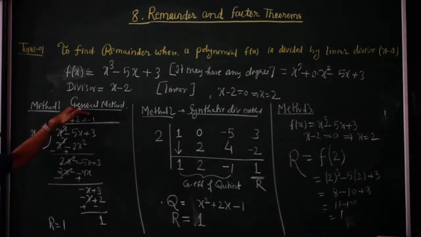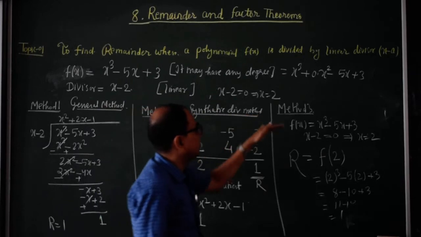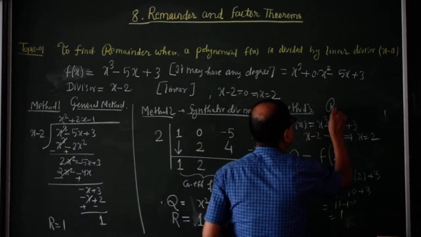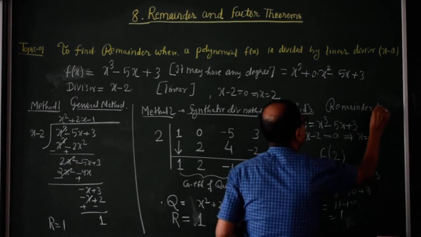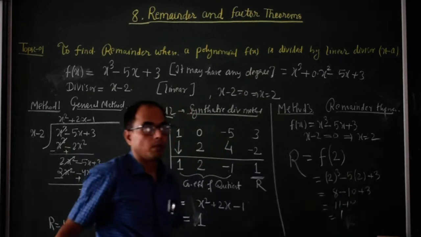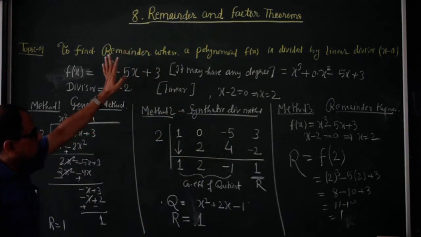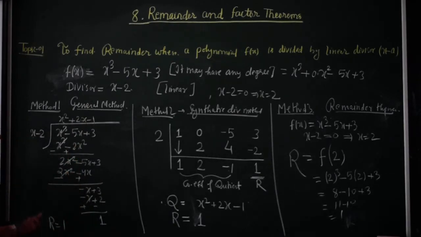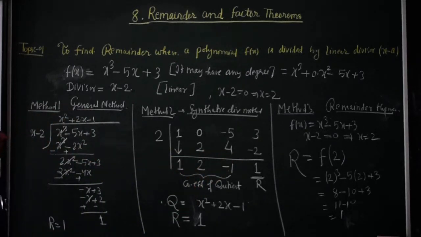This method is called the general method. This is called the synthetic division method. And this method is called the remainder theorem, which we have to discuss in this chapter. Clear? So now you can decide the merit and demerit of all the methods.